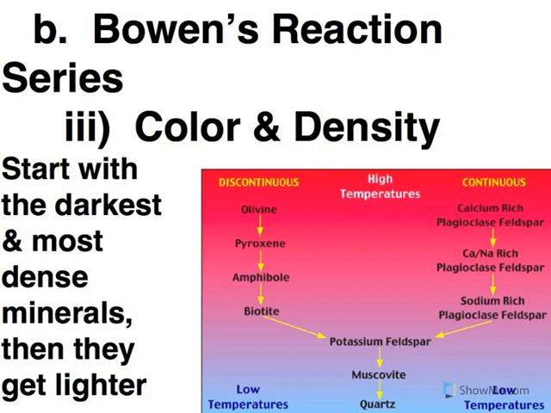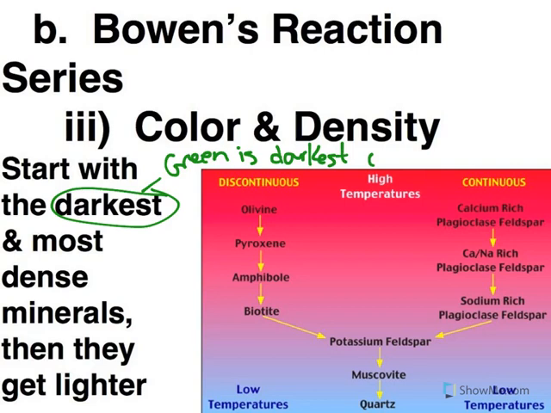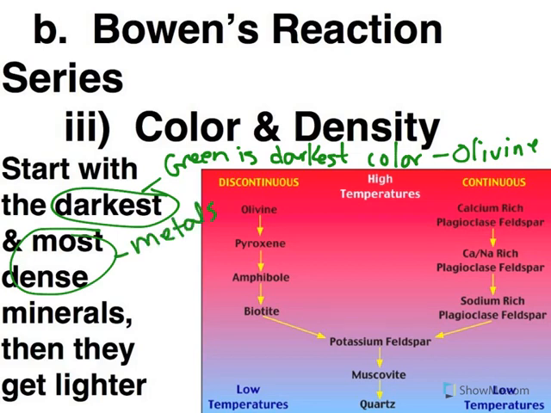So in general, the first to form are going to be the darkest, and remember, green is considered our darkest color, and so that's why olivine, which has a green color to it, is the first to form. And you're going to have the higher density materials because they have the metals in them. And so as you go down this cycle, you're going to get to lower density and lighter color.